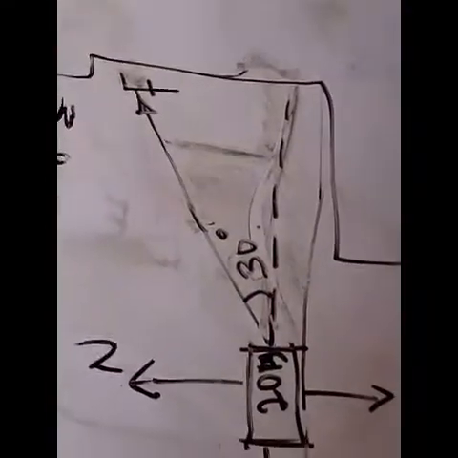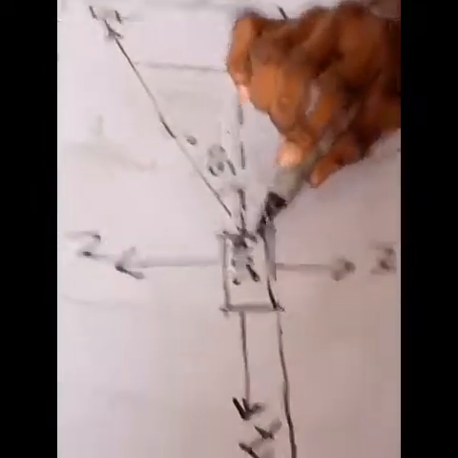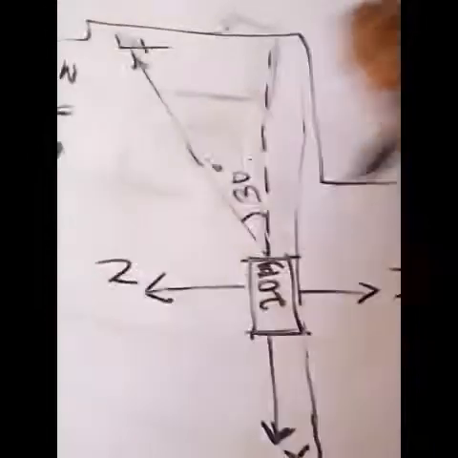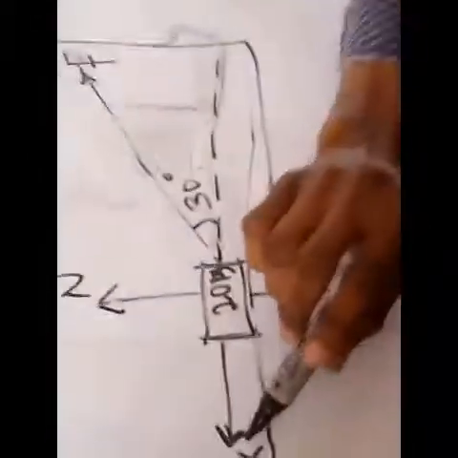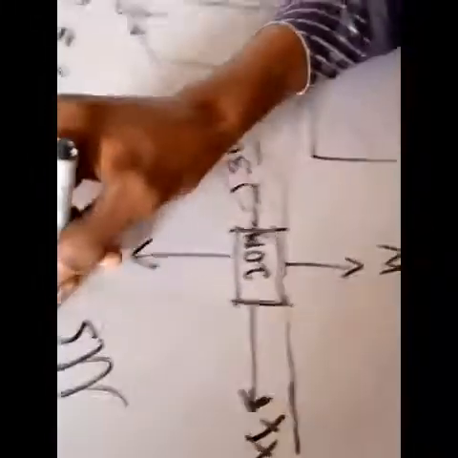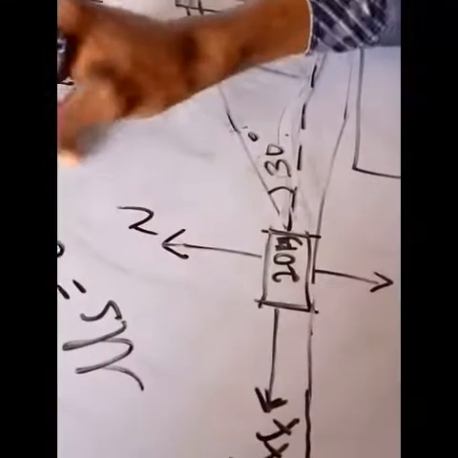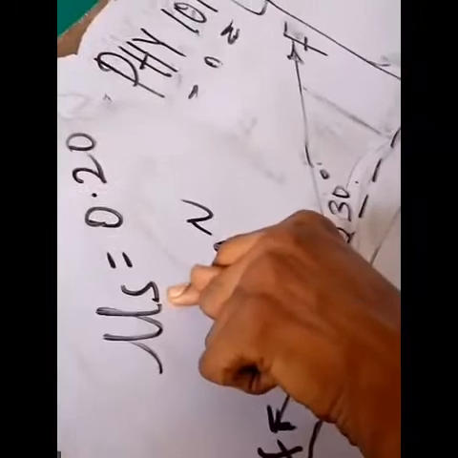So, look at this question. Here is my block, 20 kilogram, and my frictional force is this. I have my coefficient of static friction as 0.20 for this particular question. Your coefficient of static friction is always greater than your coefficient of kinetic friction, depending on the kind of question you are given. So we are using 0.20 for this particular question.